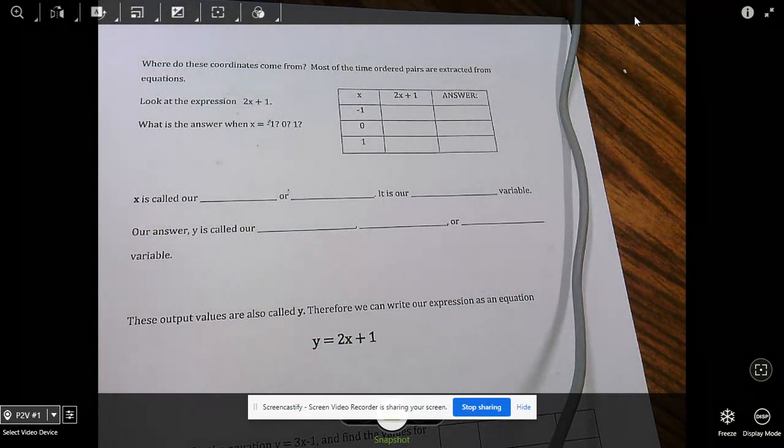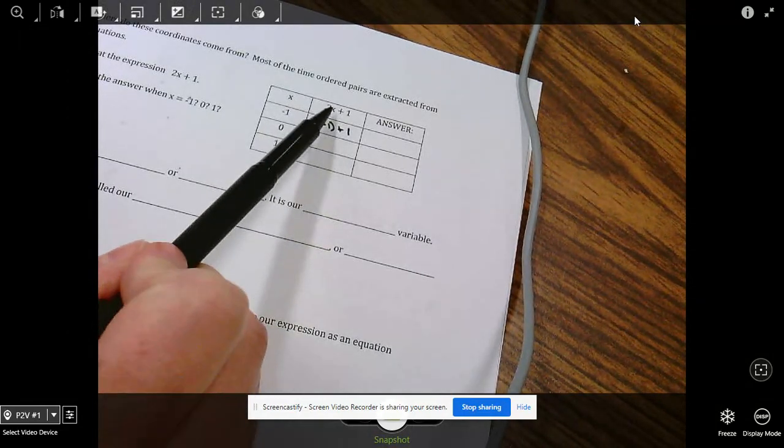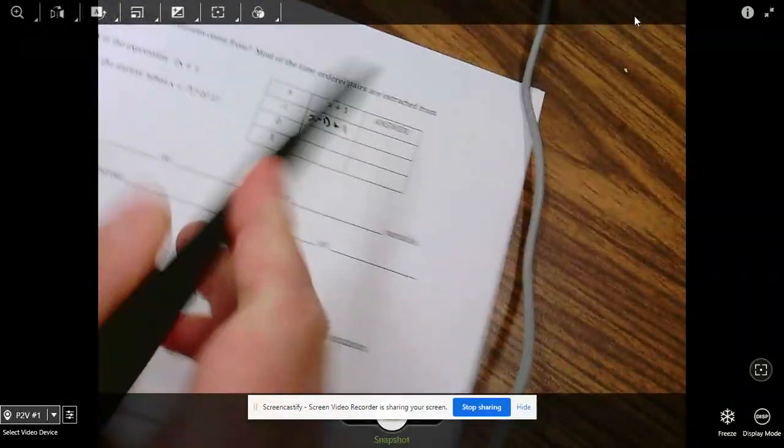Okay. It says, where do these coordinates come from? Most of the time, ordered pairs are extracted from equations. Look at this expression. What is the answer when x equals negative 1, 0, or 1? So if I substitute in negative 1, what do I get? 2 times a negative 1 is negative 2, plus 1 is negative 1.